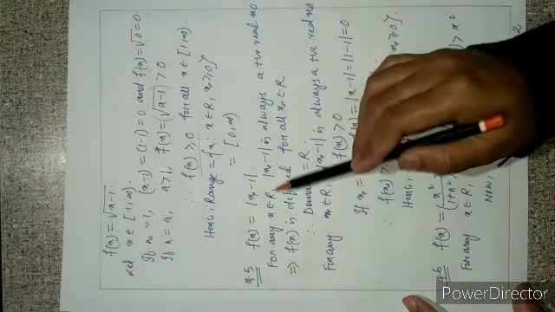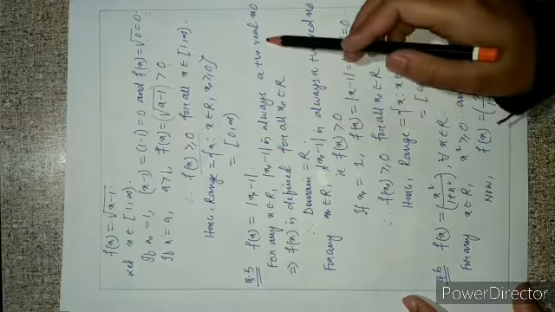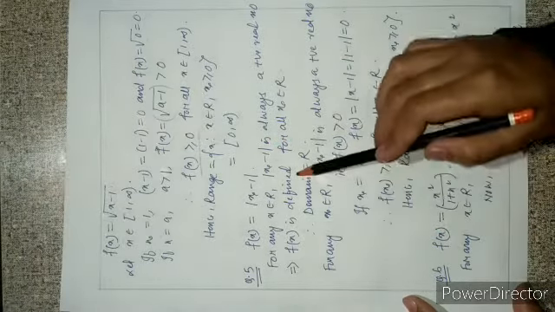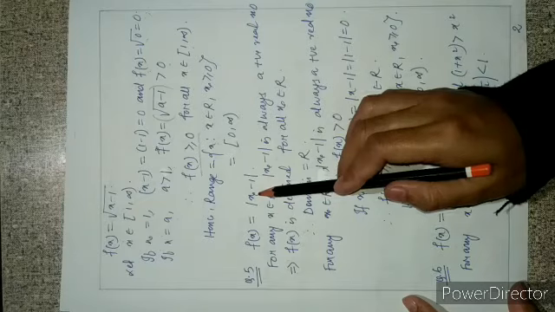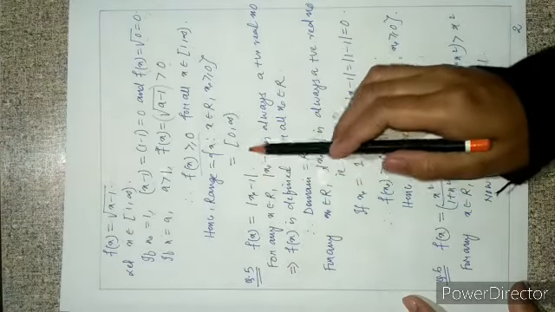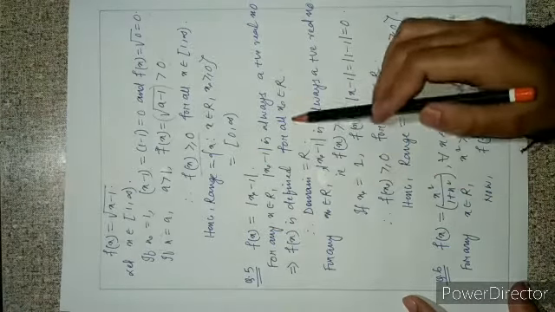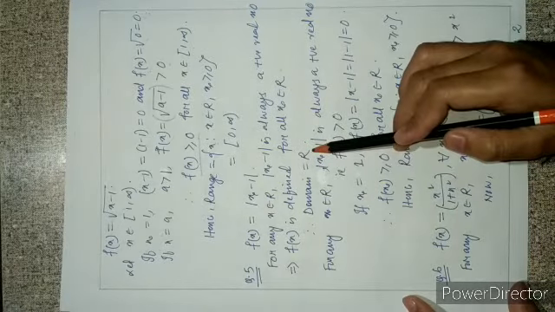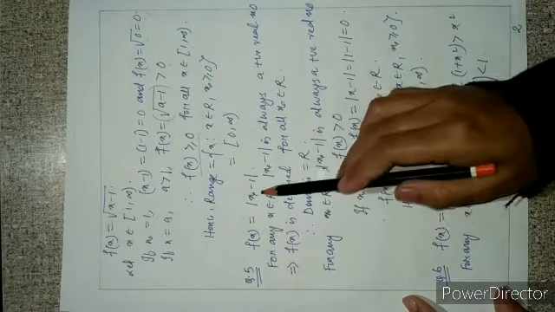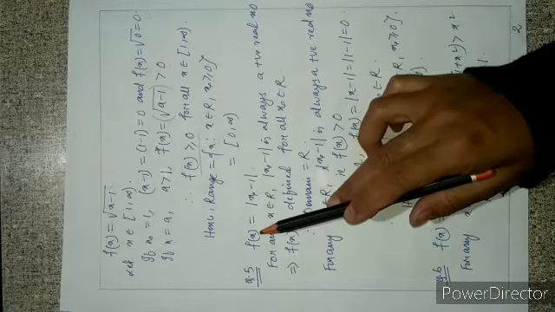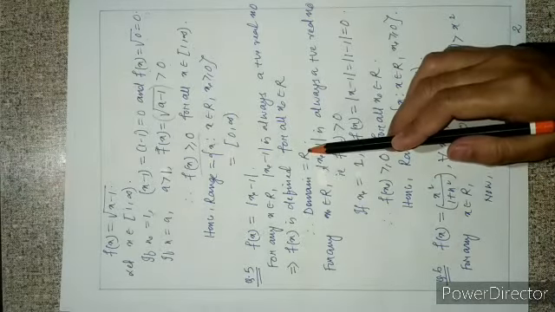For any x belonging to R, modulus of x minus 1 is always a positive real number, which implies that f of x is defined for all x belonging to R. Therefore, the domain of the function will be the set of real numbers, which means every real number has its image under the function f of x equal to modulus of x minus 1.